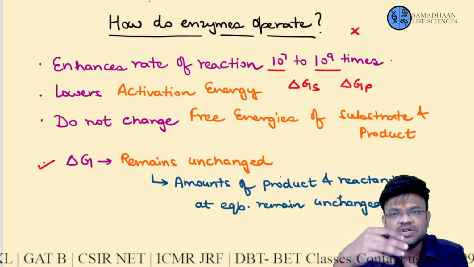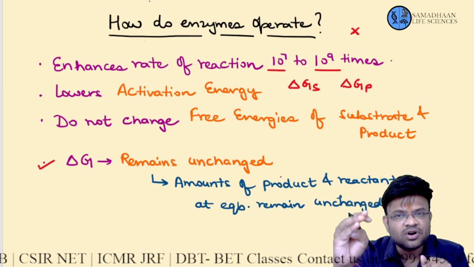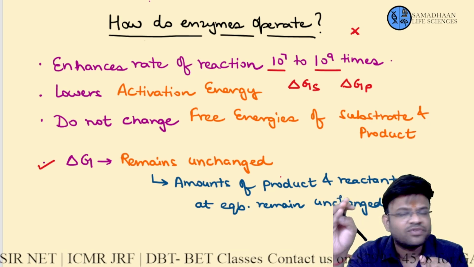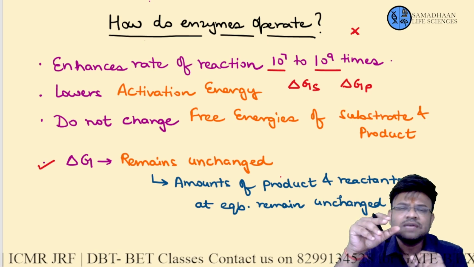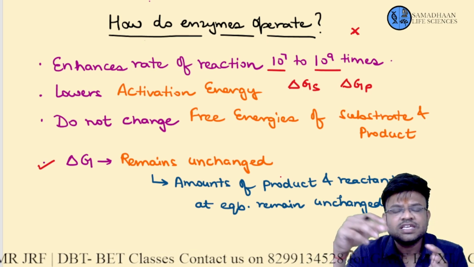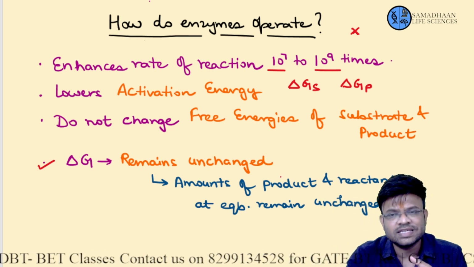So what we have understood up till now: delta G would not be modified. The concentration of the product and the enzyme at equilibrium will not be modified. Now you will be asking me, "Sir, if nothing is being modified by the use of the enzyme, then why are we using the enzyme?"